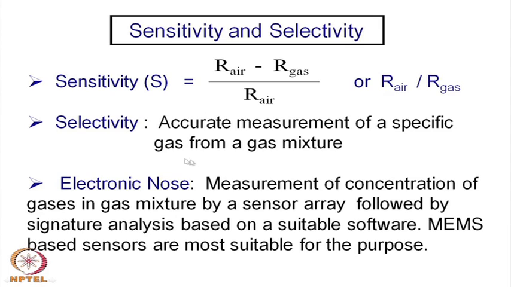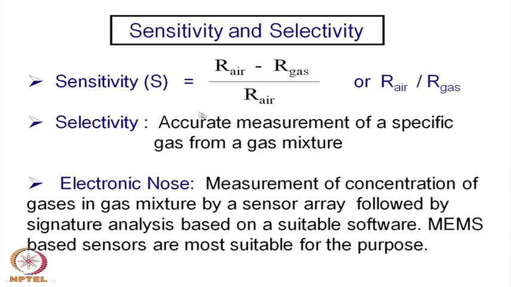And then selectivity. Now, selectivity, of course, has no quantitative parameter, but basically it is whether we are able to accurately measure the specific gas concentration from a mixture of gases. Okay. There may be different gases, hydrogen, maybe carbon monoxide, maybe some other hydrocarbons and so on. Whether we are able to distinguish between these different kinds of gases, that is what we call the selectivity.